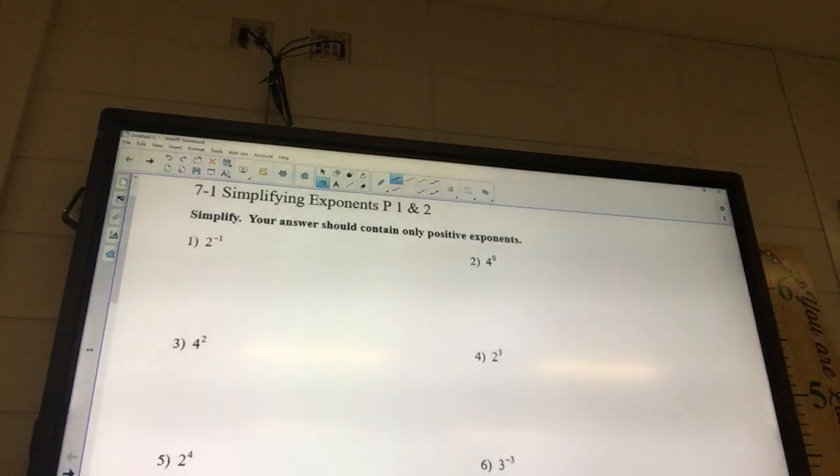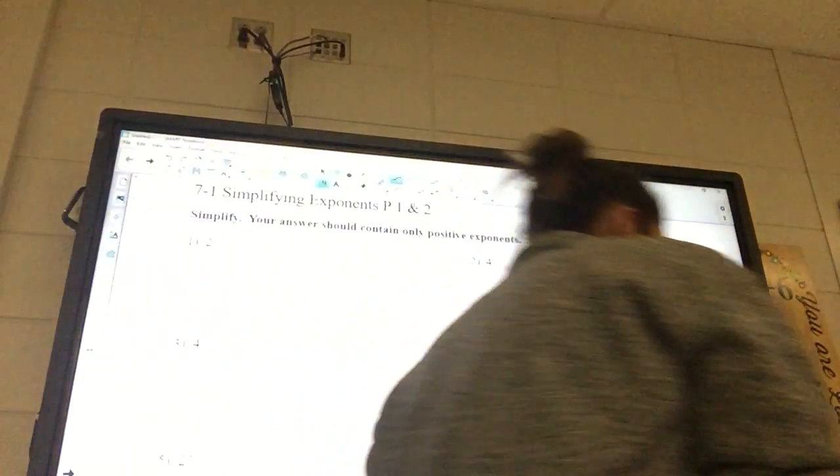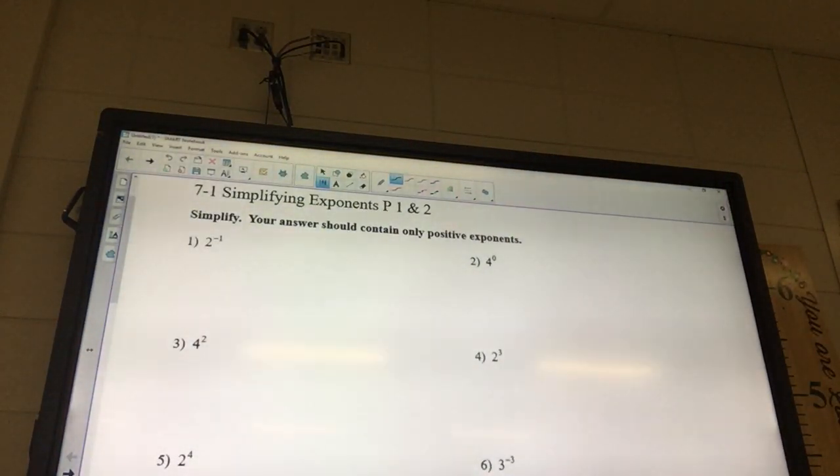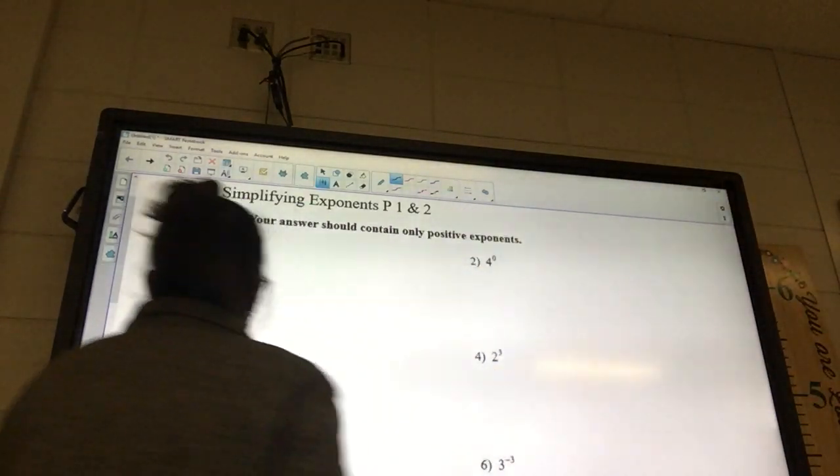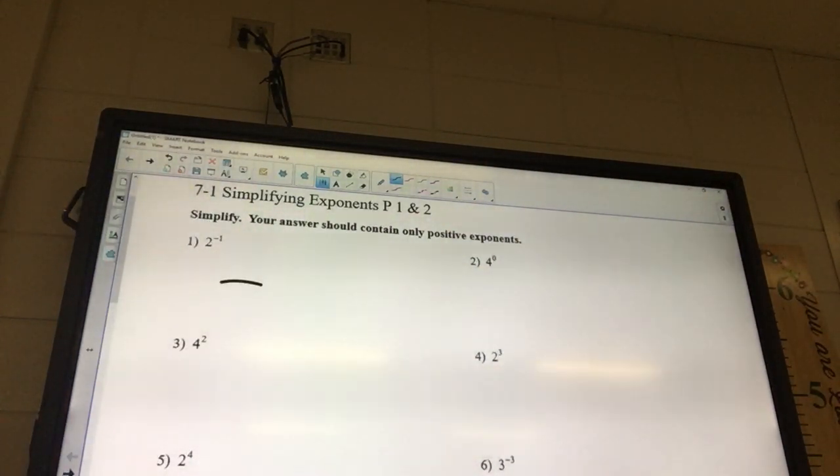Okay, so 2 to the negative 1. Does it have negative exponents? What is the exponent? Let's look at that. Negative 1. Okay, so the little number is always the exponent or the power. Does it have negatives? Okay, so if it does have negatives, you're always going to draw the fraction bar. If it has negatives, that means it needs moved.